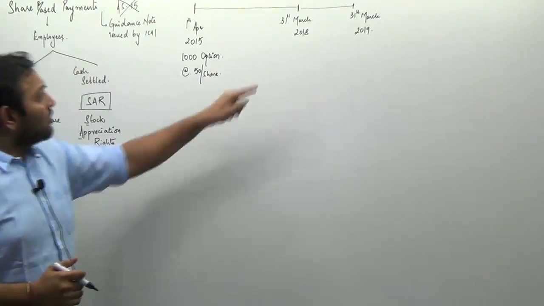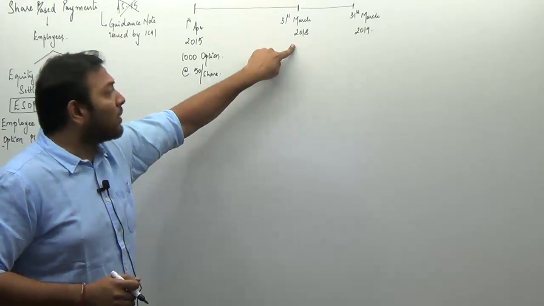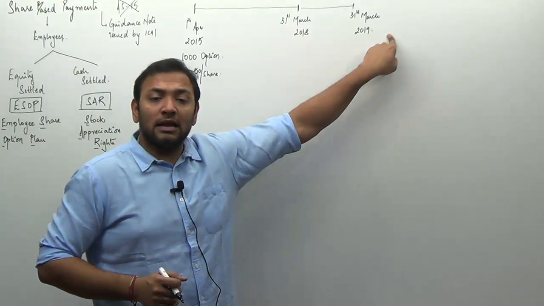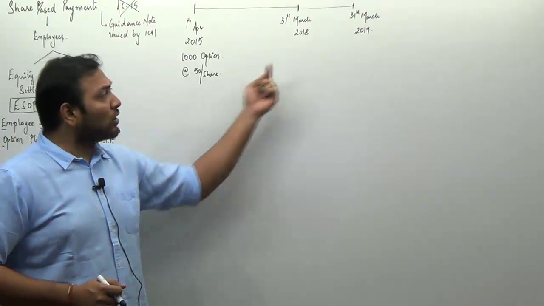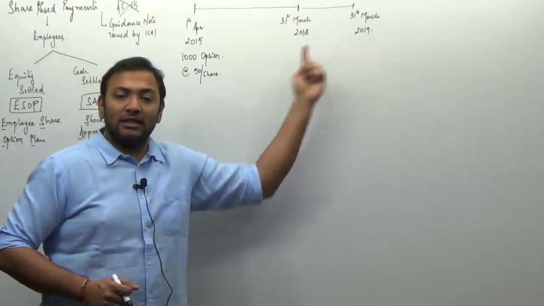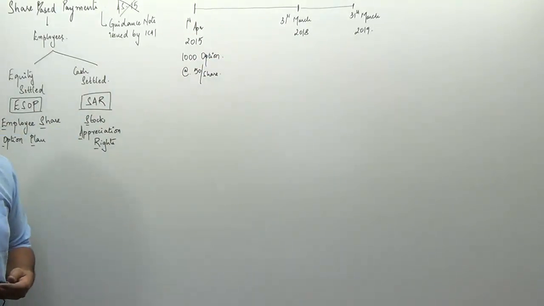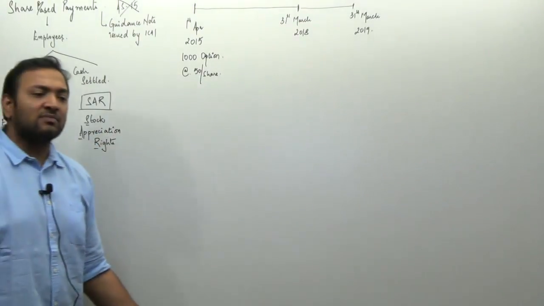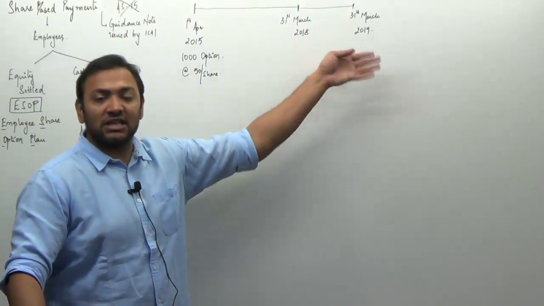I'll say that whatever shares you are eligible to apply for on 31st March, you have to apply before 1 year, that is 31st March 2019. So these 1000 shares, that 50,000 whatever you have to pay, you can pay between these two dates, starting from 1st April 2018 up to 31st March 2019, at any point of time. What about after 31st March 2019? After that, the scheme is no longer applicable, so I cannot exercise the shares at all.